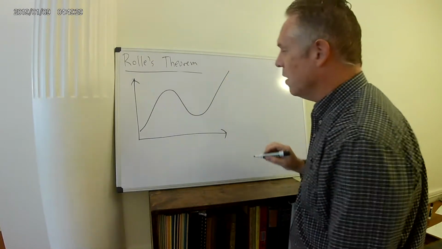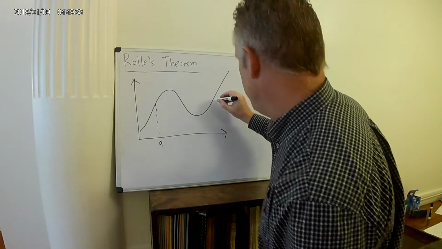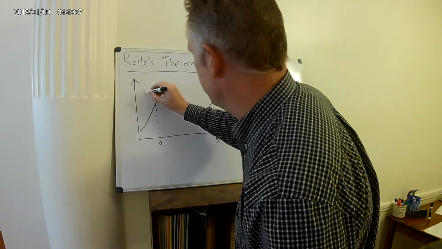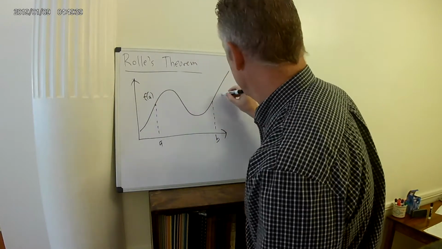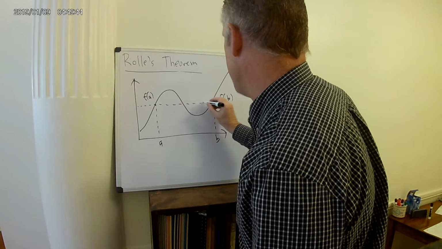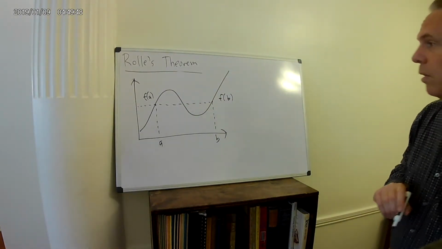Like that. Okay, and let's pick a couple of points A and B. We need to pick these A's and B's such that the value of the function is the same. So this is f of A. This is f of B, right? The value of f of A equals f of B. These values are equal.